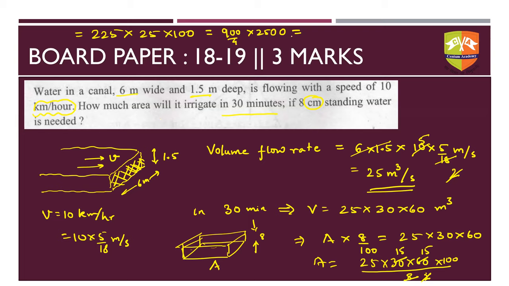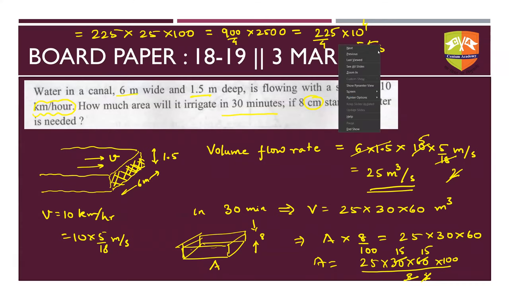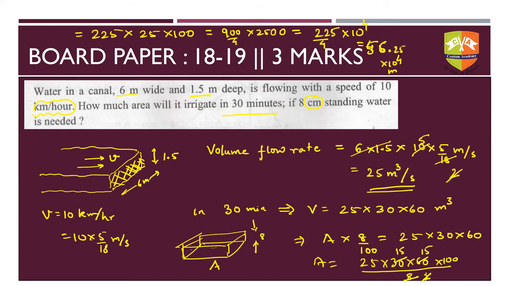Right. So hence this is my way of calculating. Nothing, you can do your way. So 225 into 9 is 225. And how many zeros? Into 10 to the power 4 divided by 4. So this is nothing but 4 sixes are 24. So 25 into 10 to the power 4 meter square, 56.25 hectares. Okay. So 56.25 hectares.